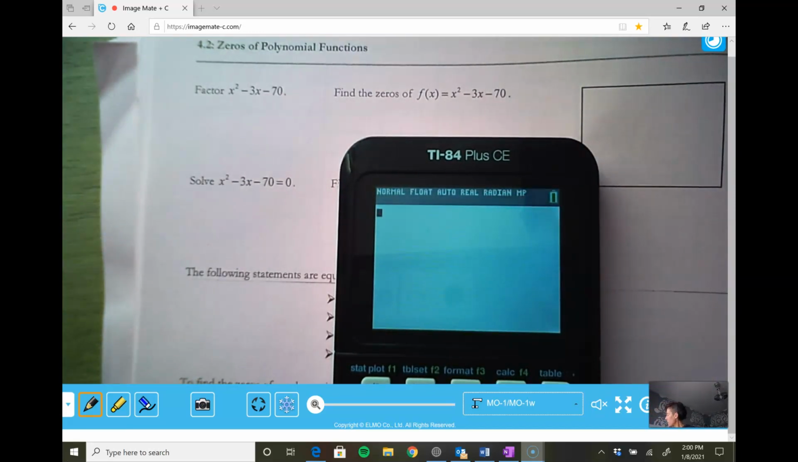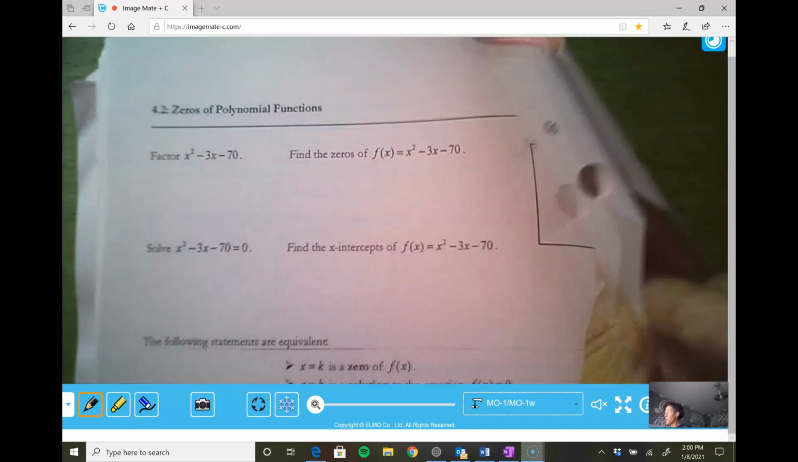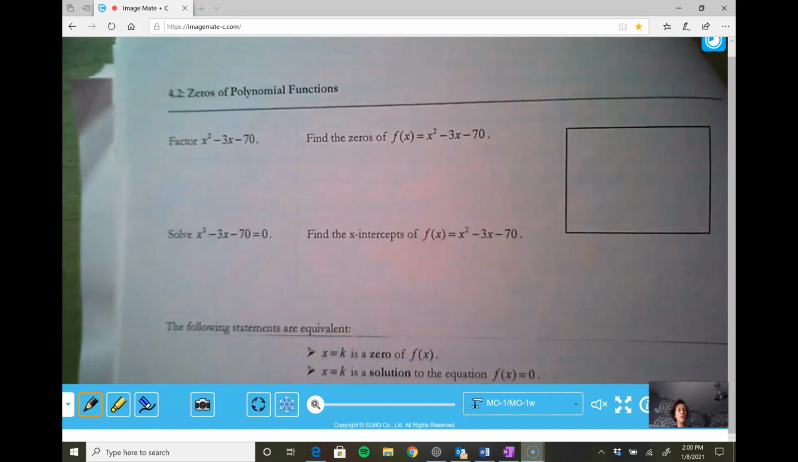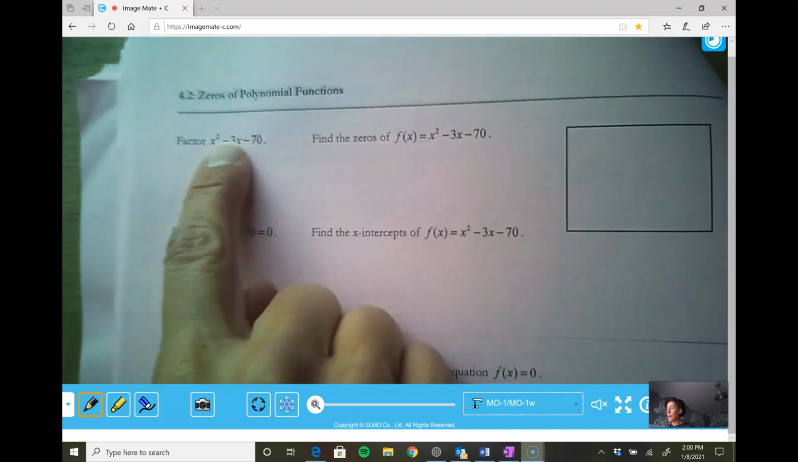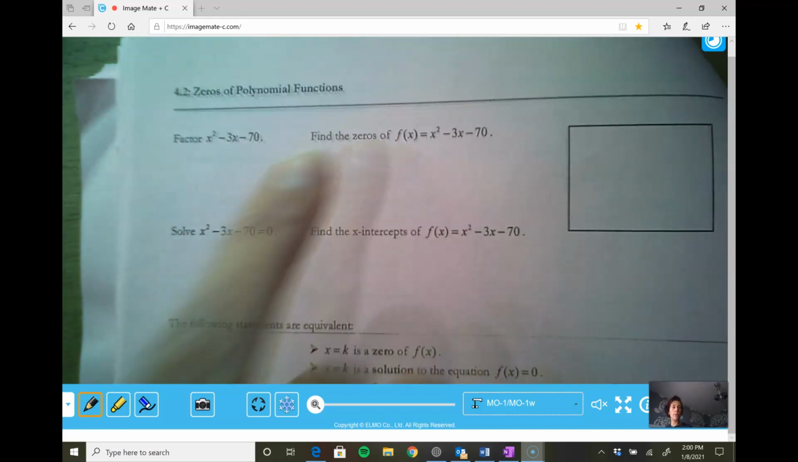Okay. So anyway, again, I'm on page 56 in the pink packet. So let's review a little bit more with the factoring practice, and then also what finding the zeros means as far as the graphing calculator goes. So we're going to factor this, and we're going to find the zeros.